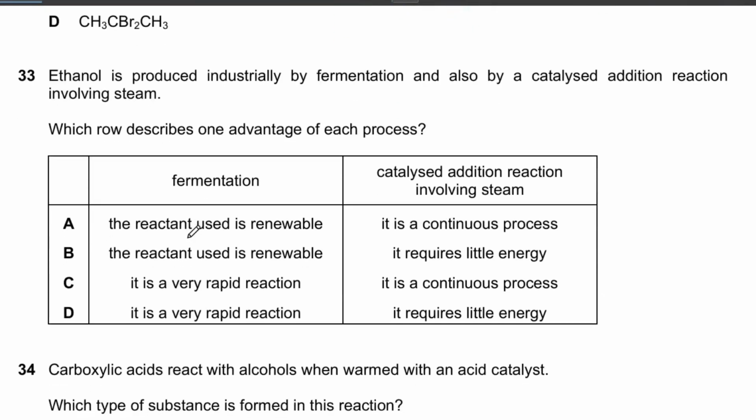Question 33. Ethanol is produced industrially by fermentation and also by catalyzed addition reaction involving steam. Which row describes one advantage of each process? Let's look at fermentation. The reactant used in fermentation is renewable. That means the answer is between A and B. Let's look at addition reaction involving steam. It is a continuous process. Yes, that is correct. So the answer therefore is A.